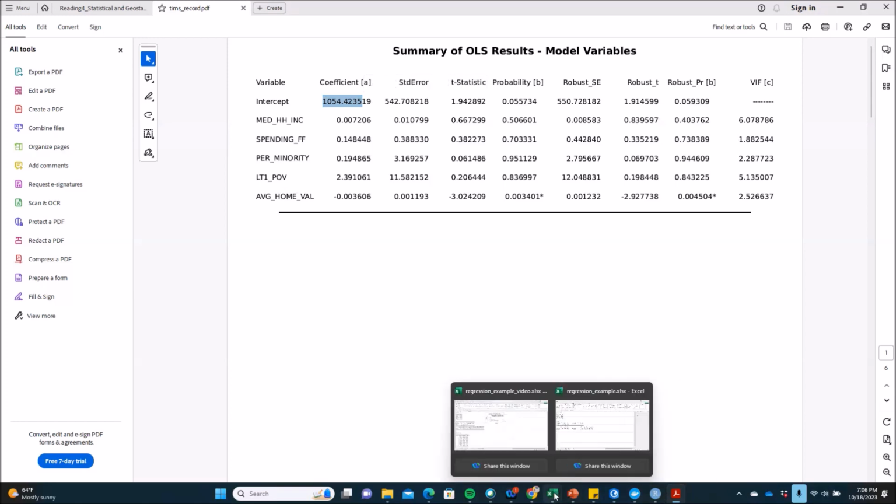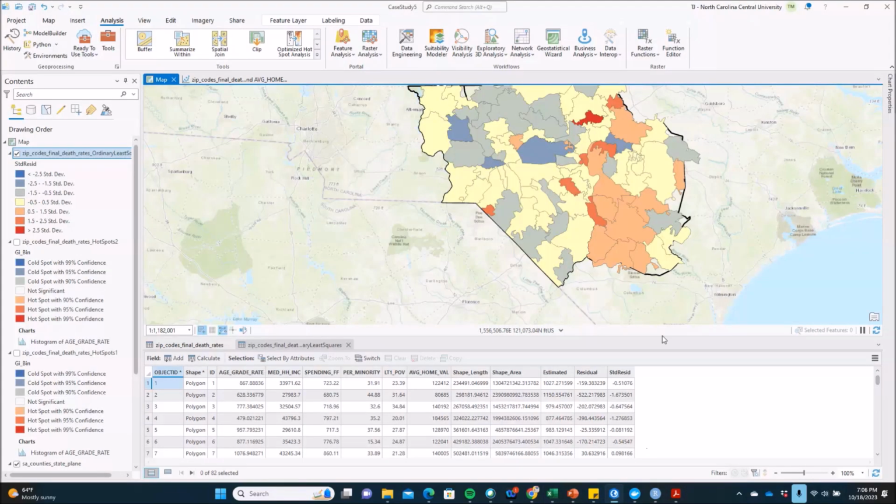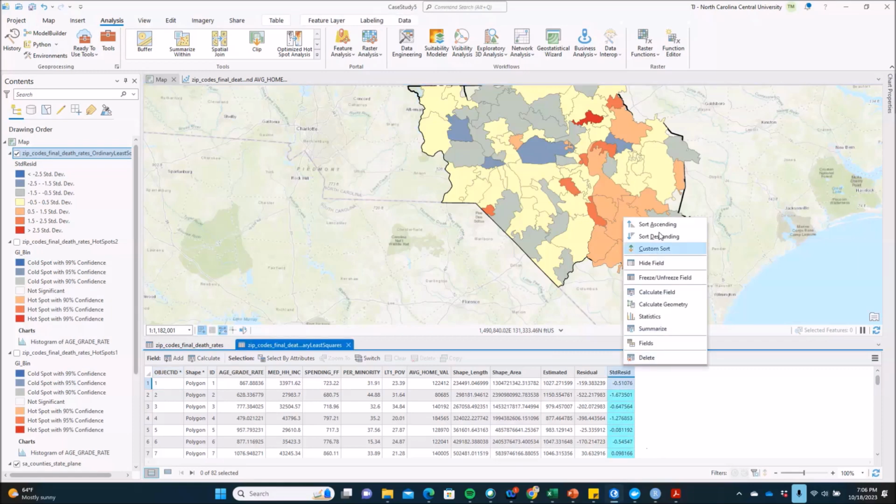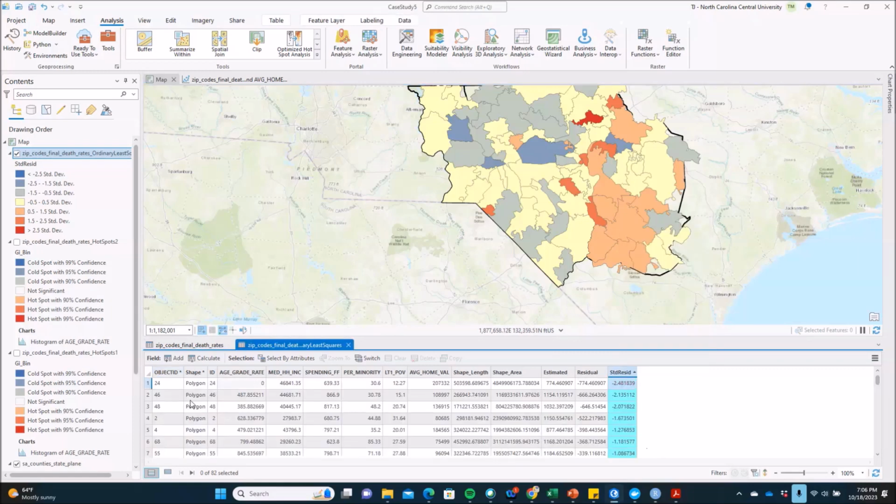And then if I go back to my processing, it would tell me the slope that I had here. So this was my estimated, and this was my residual. My age graded was 867. The estimated was 1024. So now we have this standard residual right here.